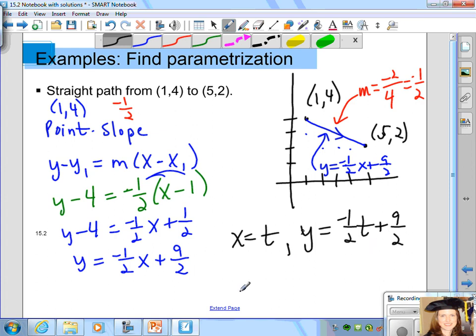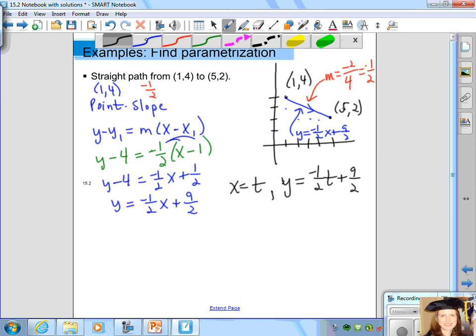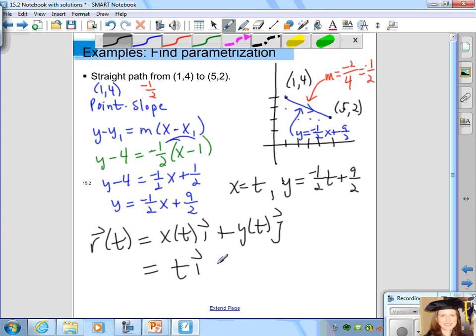So the parametrization can then be written, using that vector valued function notation, as r of t equals your x of t i plus your y of t j, and you can plug in what you're setting x equal to, t. So it would be t i plus all of this, negative 1/2 t plus 9/2, j.